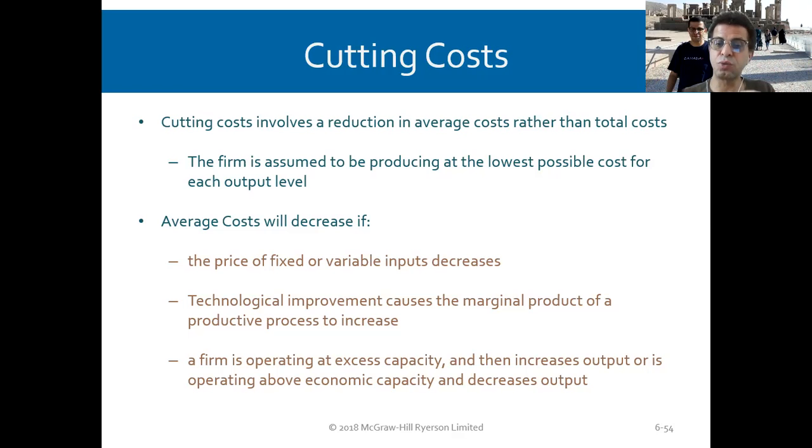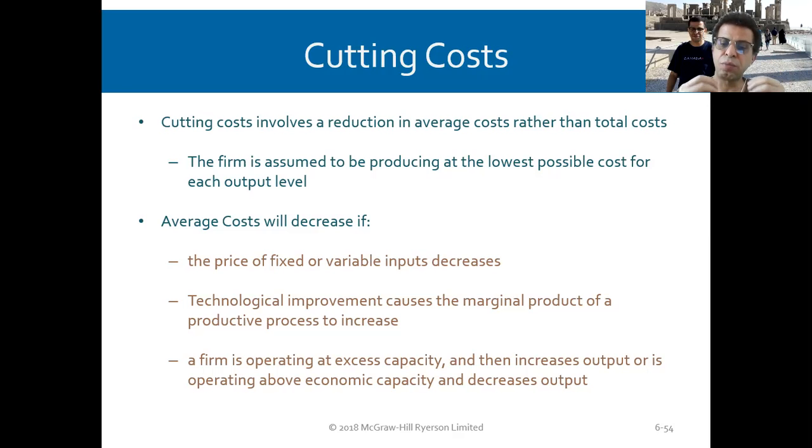Now, the firm is assumed to be producing at the lowest possible cost for each output level. We assume that. Now, the average cost will decrease if the price of fixed and variable inputs decreases. So the less we put in, the less average cost becomes. The fewer flowers we buy, the less average cost it becomes.